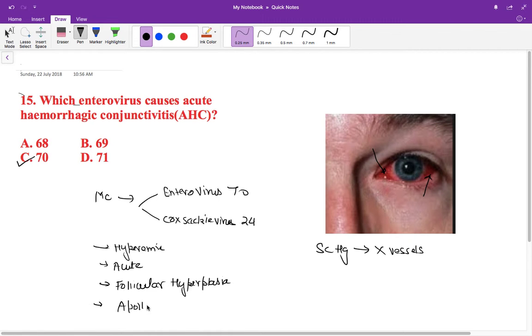When this conjunctivitis was discovered, the Apollo mission for the moon was also going on. So another term that is used in the US for this type of conjunctivitis is Apollo conjunctivitis. As I told you earlier, it has a very short incubation period. So if one person in the family has it, within 2 or 3 days you can see the redness in other members of the family also.